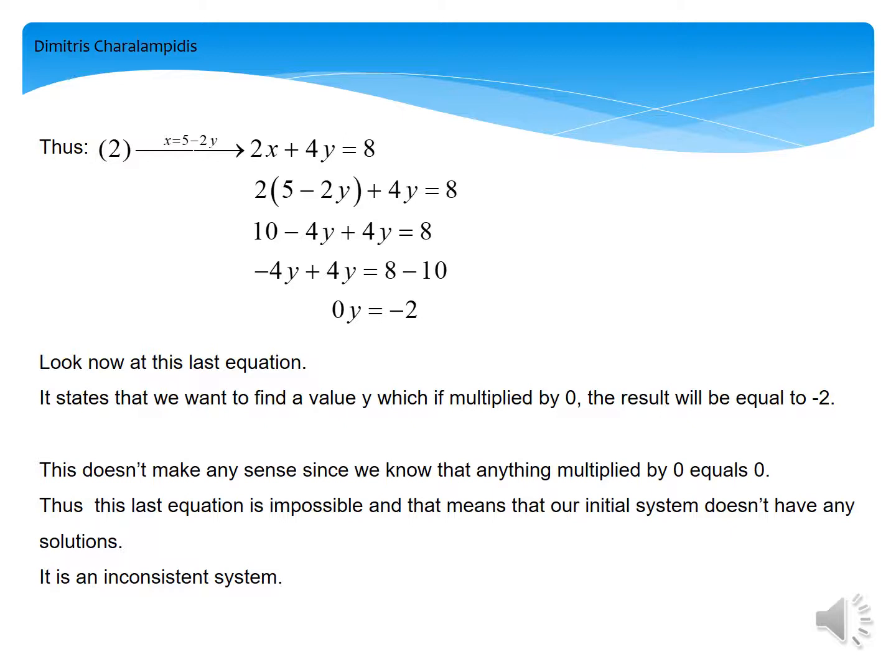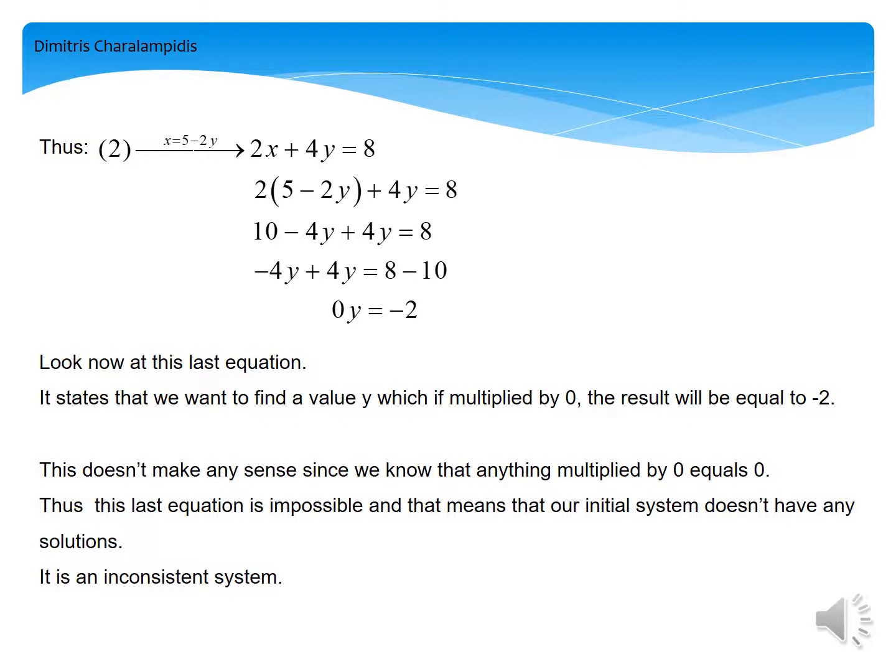Thus, 2x plus 4y equals 8, which was the second equation, now, after plugging in 5 minus 2y in place of x, will become 2 times (5 minus 2y) plus 4y equals 8. We apply the distributive property and write 2 times 5, 10, minus 2 times 2y, so minus 4y, plus 4y equals 8. Thus, negative 4y plus 4y equals 8 minus 10. Thus, 0 times y equals negative 2.